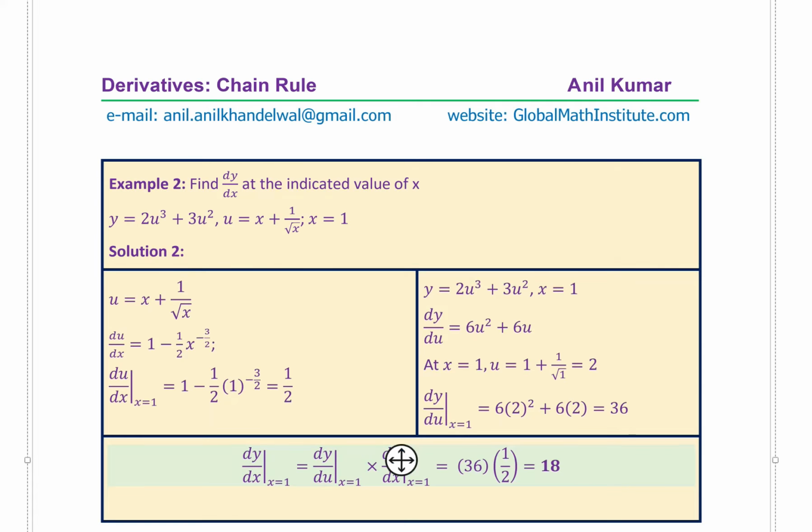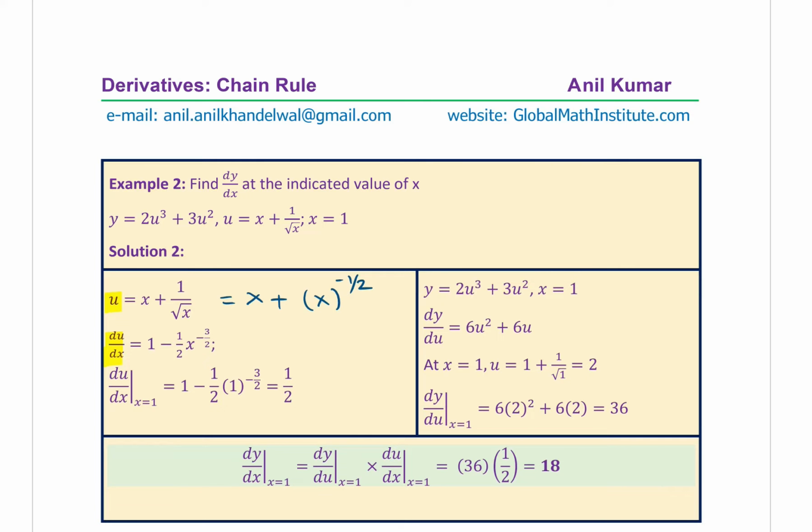Let's take example number 2 now. Now we have two functions. The question is, find dy dx at the indicated value of x. y equals 2u cubed plus 3u squared, where u is x plus 1 over square root of x, and we need to find dy dx at x equals 1. Since we know what u is, you can find du dx, right? So the derivative of x is 1, and 1 over square root x, we can also write this as x plus x to the power of minus half. If it becomes simpler for you, then we can apply the power rule.